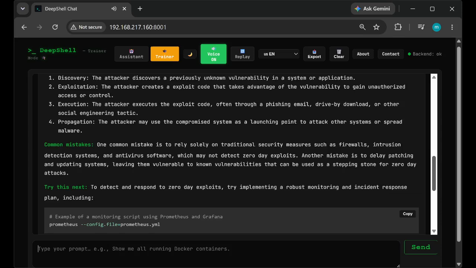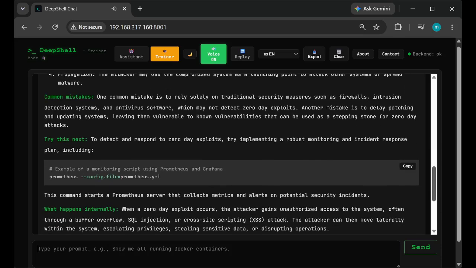Common mistakes. One common mistake is to rely solely on traditional security measures such as firewalls, intrusion detection systems, and antivirus software, which may not detect zero-day exploits. Another mistake is to delay patching and updating systems, leaving them vulnerable to known vulnerabilities that can be used as a stepping stone for zero-day attacks.